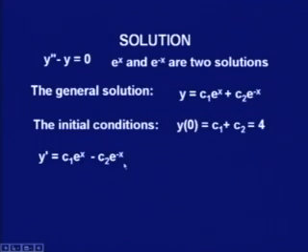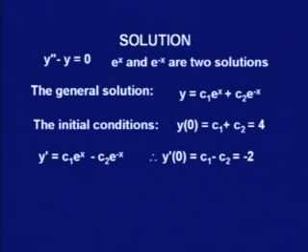Now, if I put x equal to 0, I would get C1 minus C2, which is given as minus 2. So, what have we got? We have got these two equations in two unknowns. These are linear equations. We can solve them, and the solution is that C1 is 1 and C2 is 3.